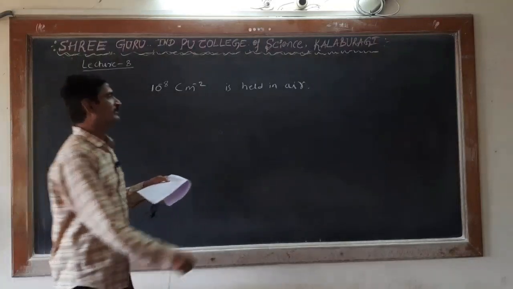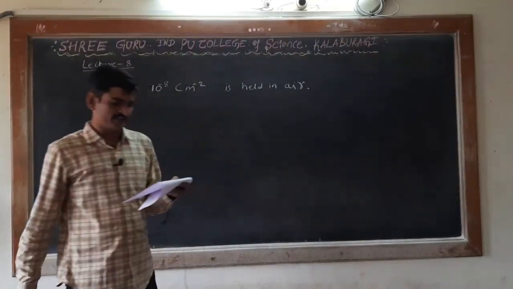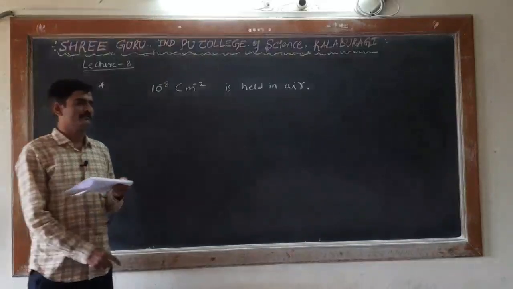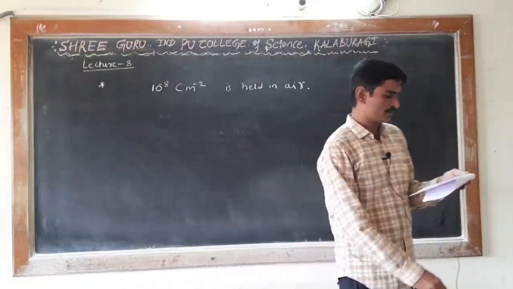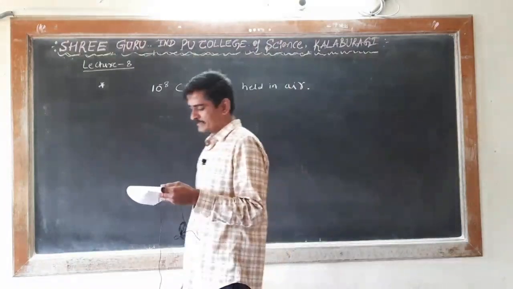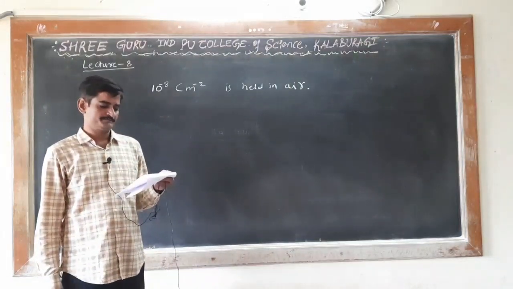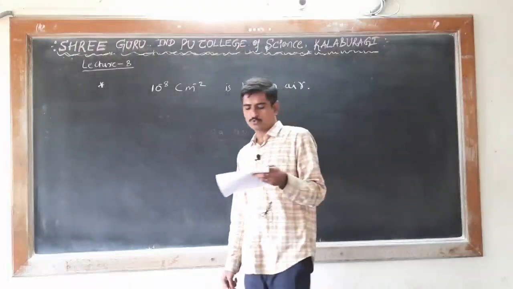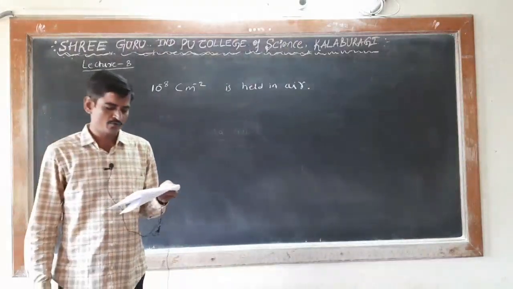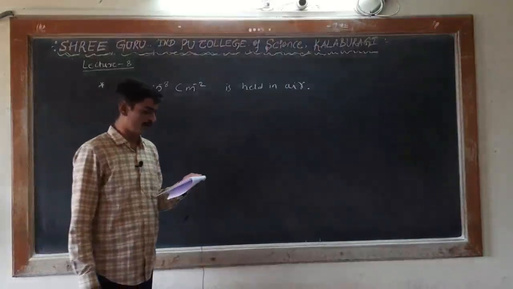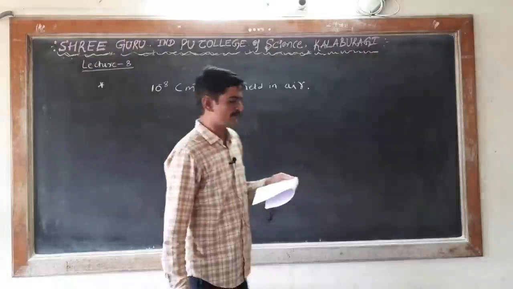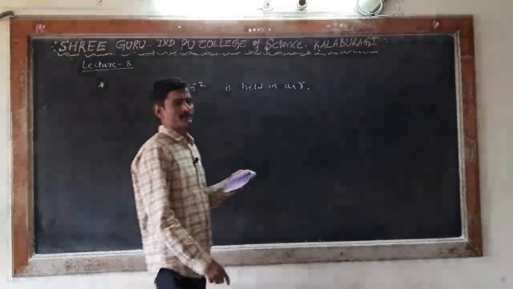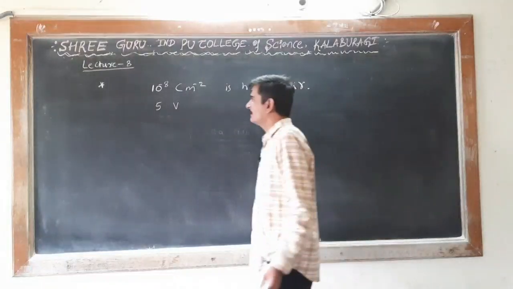In this situation, how far apart are two equipotential surfaces whose potential difference is 5 volt? See the question.